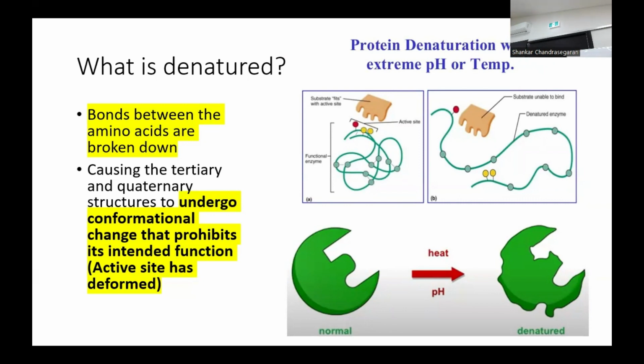Okay, so this is what it looks like, and if it was exposed to an unfavorable environment, then it will become denatured. The active site is no longer going to be the same shape. Then the original substrate cannot bind to the active site anymore.